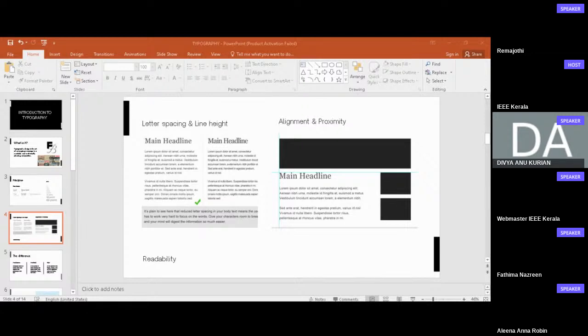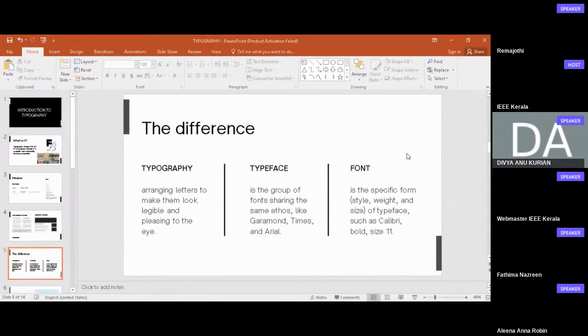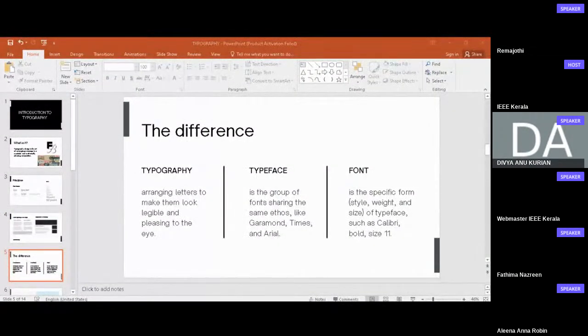All right. As I said before, typography is basically the arranging of letters to make them look legible, and it should be aesthetic looking as well, so it would be pleasing to the eye. Now, if I talk about typefaces and fonts, there's a difference between both of them. If you're a common person or if you're alien to this concept, it's totally fine. But to a designer, it should be known what the difference between a typeface and a font is.